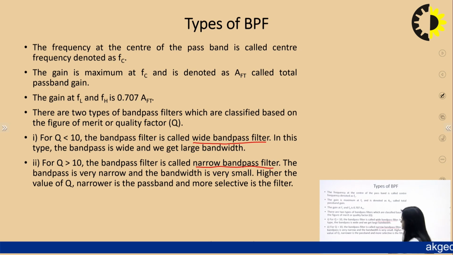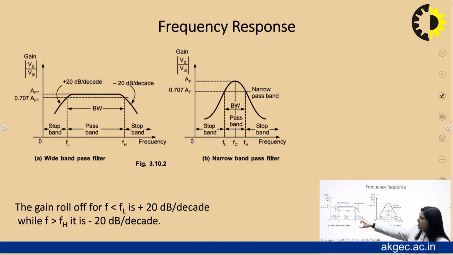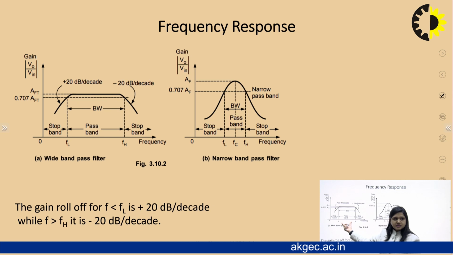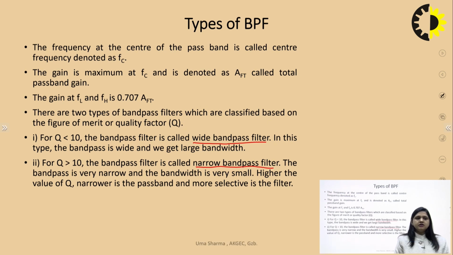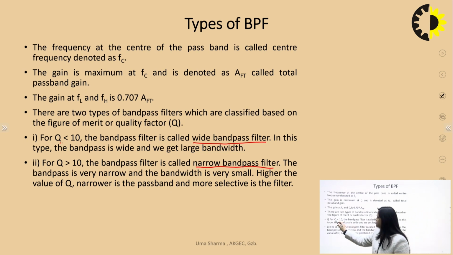Like from this diagram, you can see wide and narrow. Here the bandwidth is large, and here the bandwidth is narrow. So, this filter is known as the narrow band pass filter and this filter is known as the wide band pass filter. Another parameter by which you can identify whether it is wide band pass or narrow band pass is the quality factor Q.